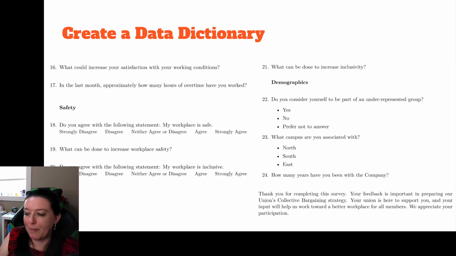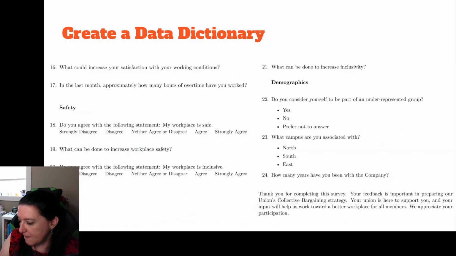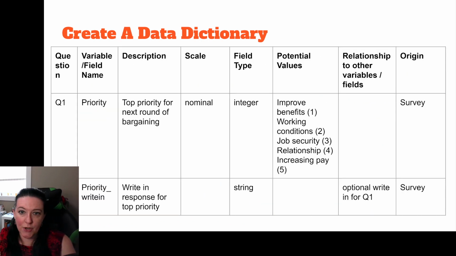I'm just going to go quickly back in time. You'll notice that we didn't include whether fields are mandatory. It's not as relevant here in our survey, so we didn't bother to track it. And we didn't have creation date or usage here. We all have the same origin. You could have excluded that as well if it's all coming from the same source. And so you don't have to have every component, but the first couple ones are very helpful for our future analysis.